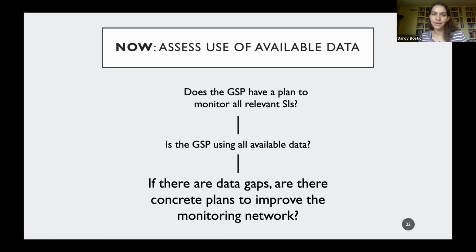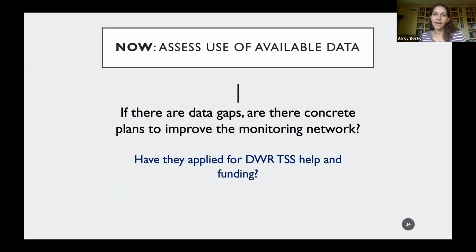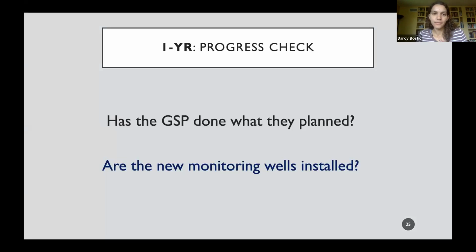And so finally, if they've done all that, and there are still gaps, which I think there definitely will be, and we are seeing, are there concrete plans to improve the monitoring network? For example, have they applied for the Department of Water Resources Technical Support Services funding that is specifically designed to help GSAs find funding and actually provide technical expertise to build new monitoring wells? Have they provided a written plan to increase their monitoring network, and where is that occurring? So that's a lot of questions that we can ask now.